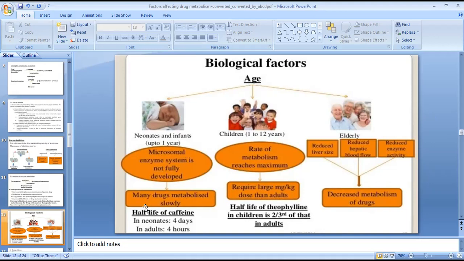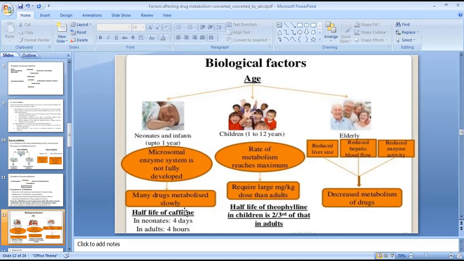They have a microsomal enzyme system that is not fully developed in neonates. See, we have seen enzyme induction and enzyme inhibition processes, but now we all know the microsomal enzymatic system is required for the metabolism of the drug. But in the case of neonates, this microsomal enzyme system is not fully developed. So what happens?